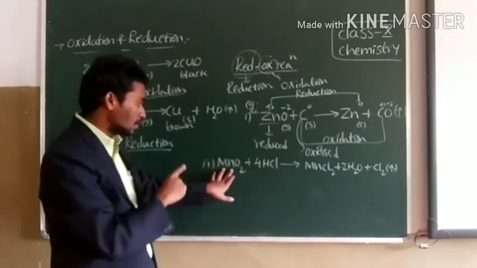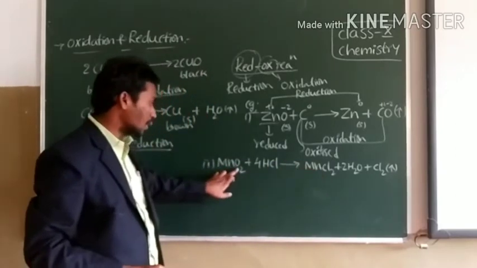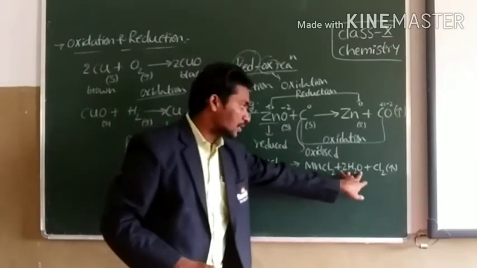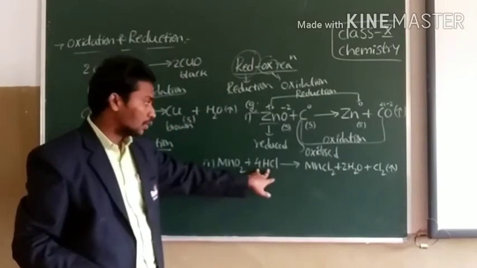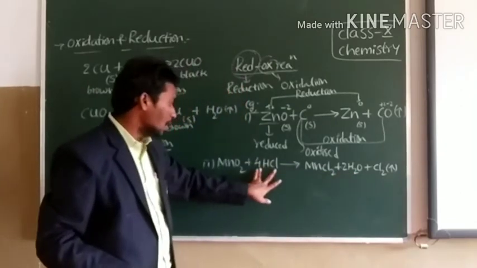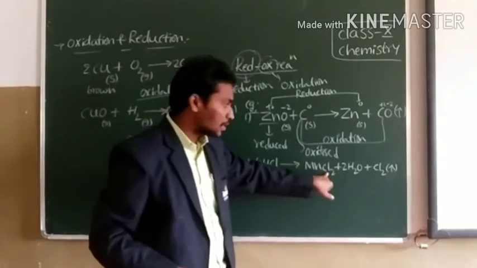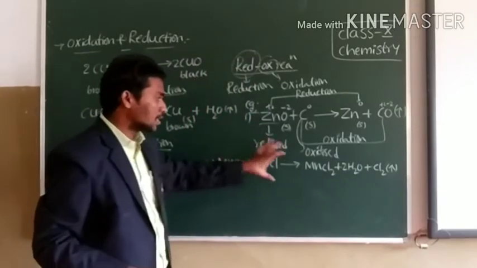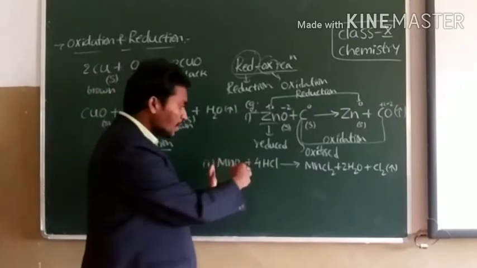Manganese atom is 1 on LHS side. Next, oxygen atoms. 2 oxygen atoms on LHS side. Next, hydrogen atoms on LHS side is 4. On LHS side, 2 into 2, 4 hydrogen atoms are present. Next, chlorine atoms. Here, 4 chlorine atoms on LHS side. On RHS side, Cl2, 2 atoms, and here Cl2, 2 plus 2, 4 atoms. So this is the balanced chemical equation because the number of atoms of each element is the same on both sides of the equation.